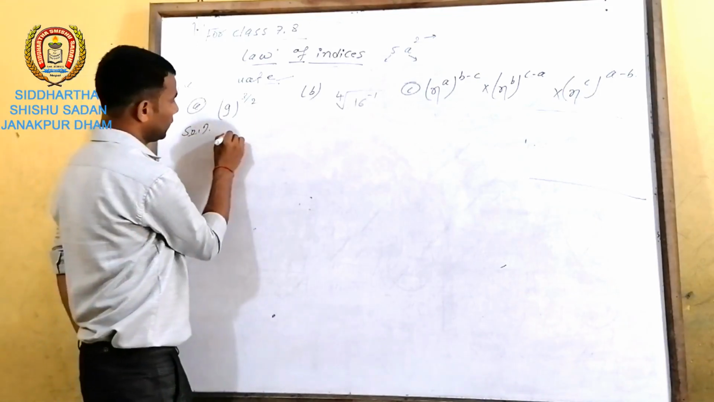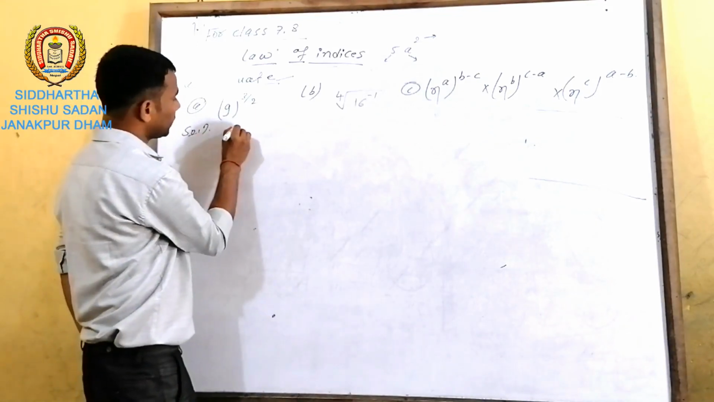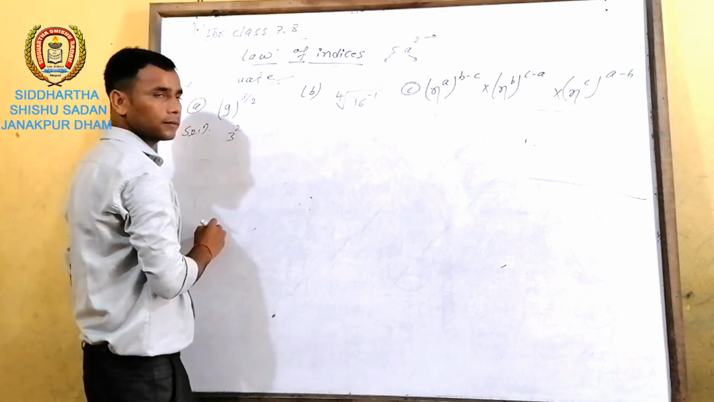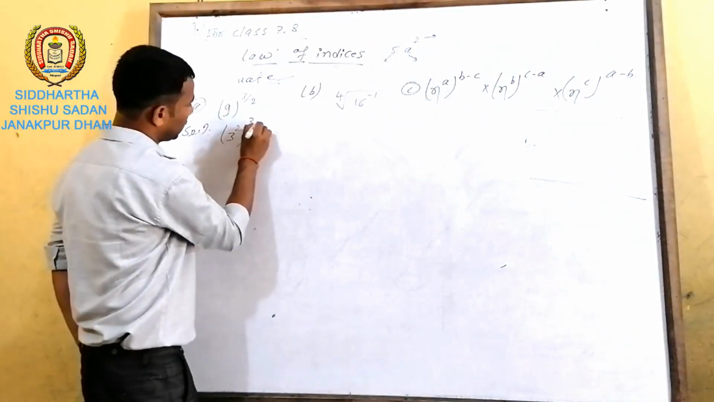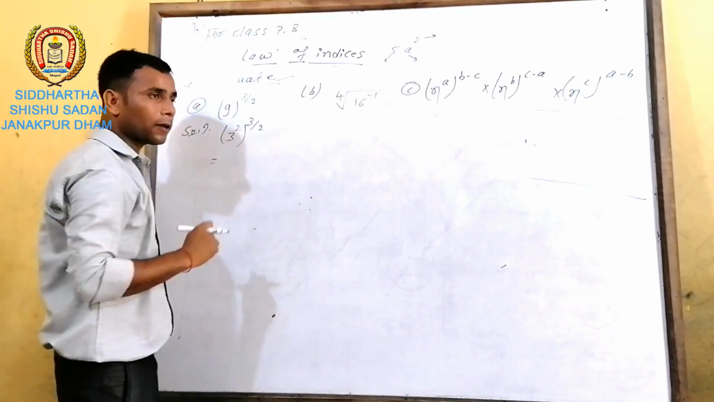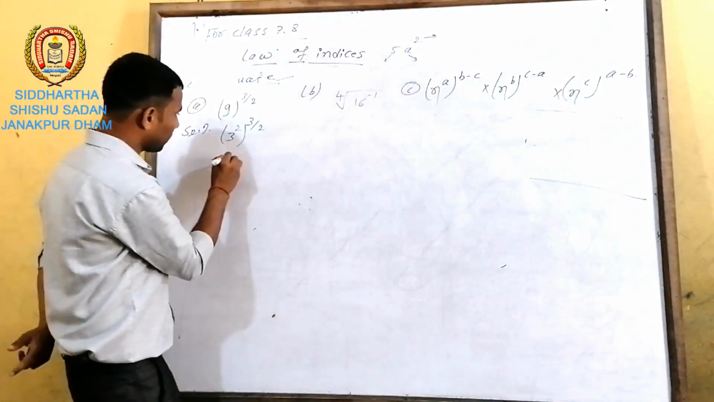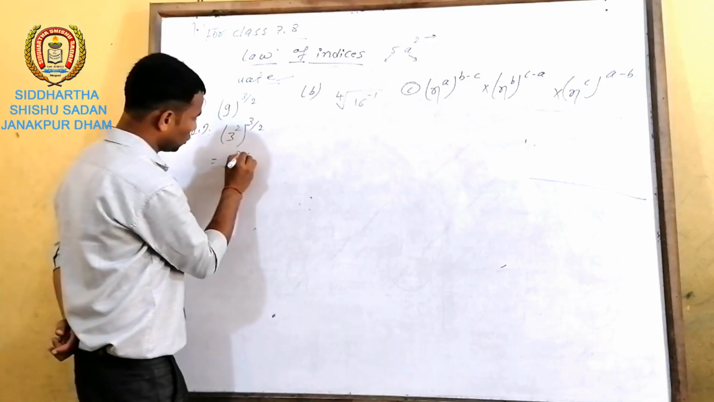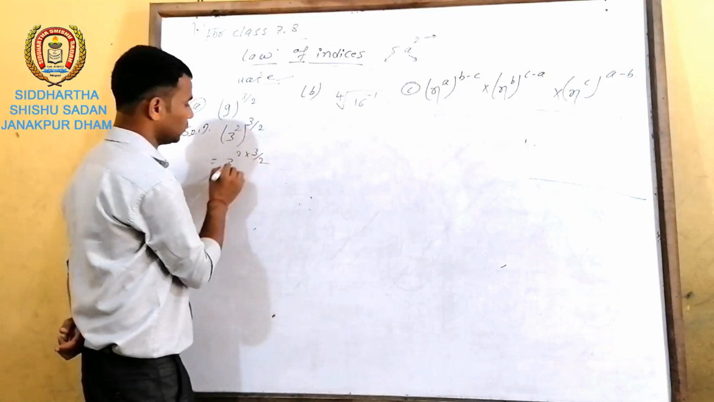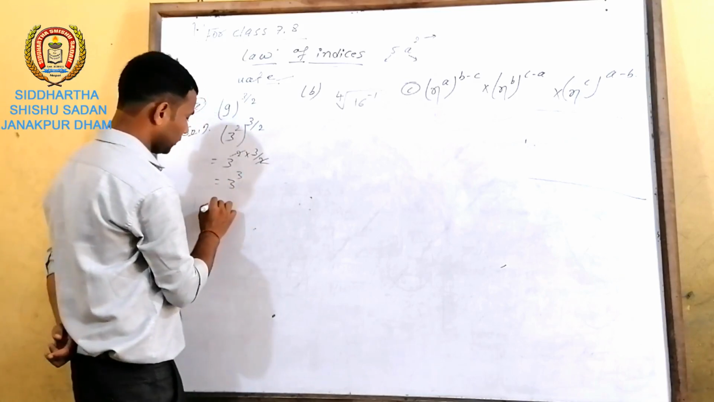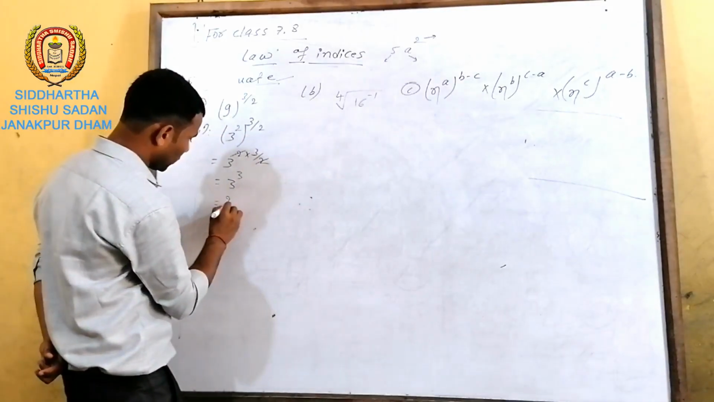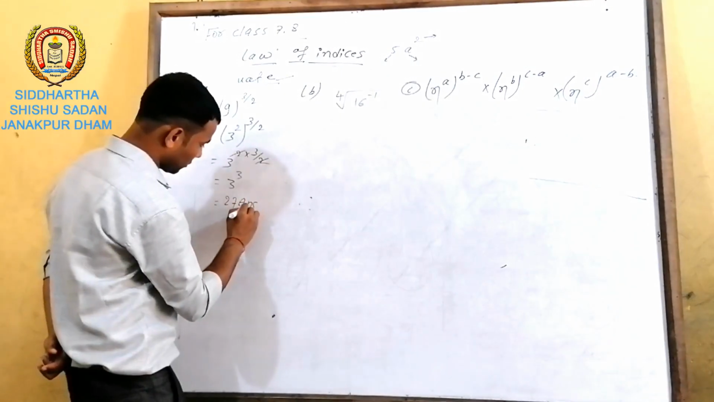Suppose 9. 9 you can write as 3 to the power square, 3 times 3 is 9. Then the power 3 by 2. Power law: power is multiplied. 3 to the power 2 into 3 by 2, the 2 cancels, so 3 to the power 3. 3 times 3 is 9, times 3 is 27.